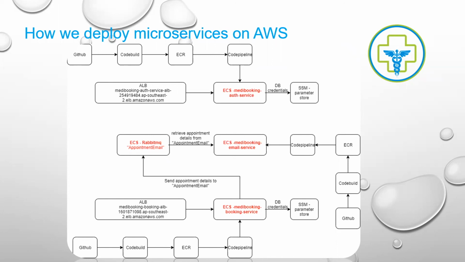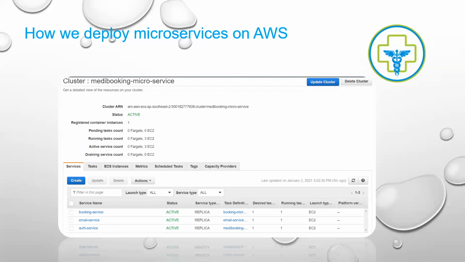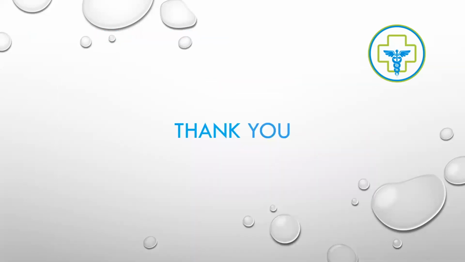Once the booking service receives an appointment booking request from the front-end user, it will send the appointment details to the message queue called appointment email. And the message will be collected by the email service automatically. Here is our microservice on AWS. And that's all for our backend service.